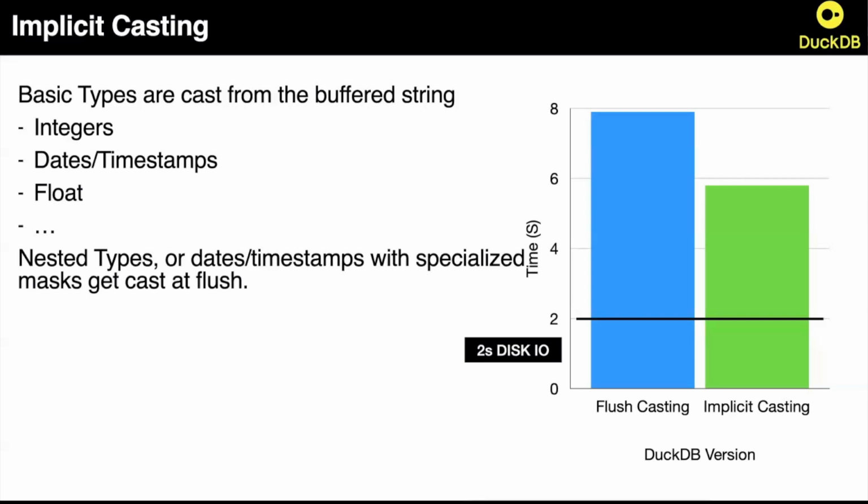And then you can set up, the sniffer won't detect this, but you can set up that the column type of that column is a list of integers. And then you try to cast it. And then this will be cast on the flush. I see, so that's DuckDB.